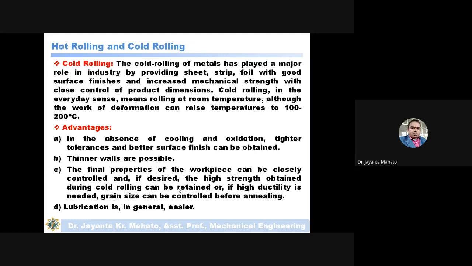The final properties can be controlled, meaning along the rolling direction the properties will be different from those in the transverse direction of the rolled product. As the material is rolled thin, the grains actually get elongated.